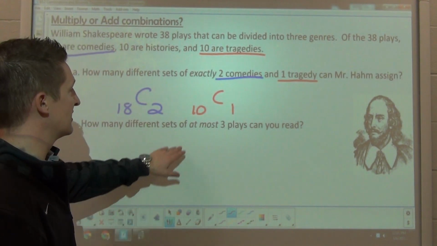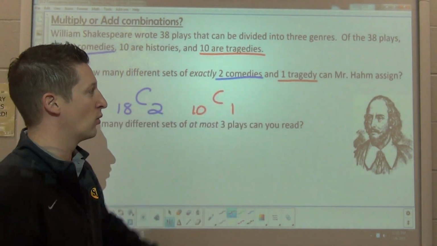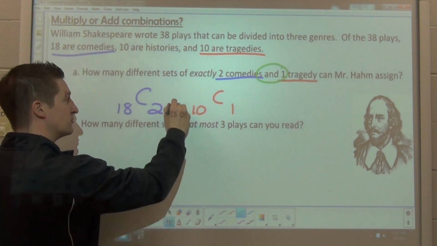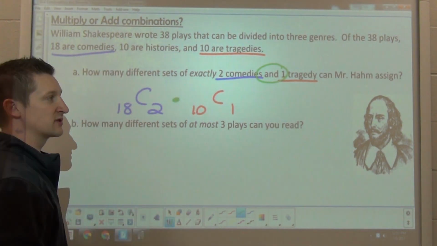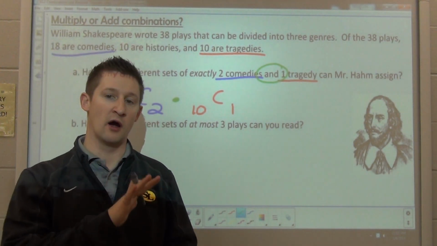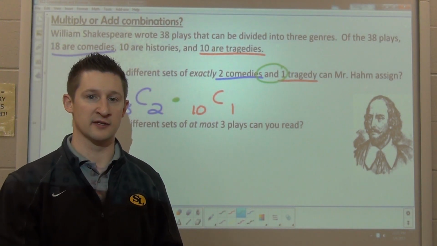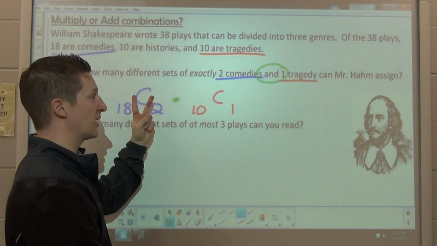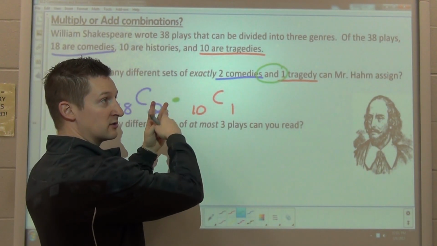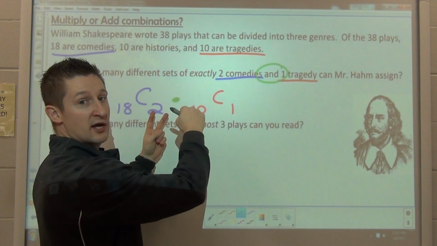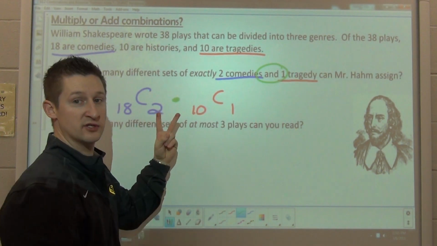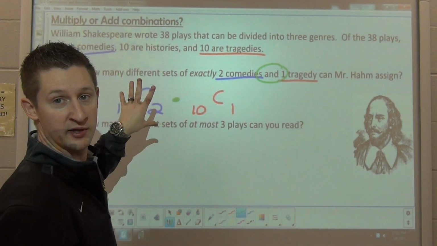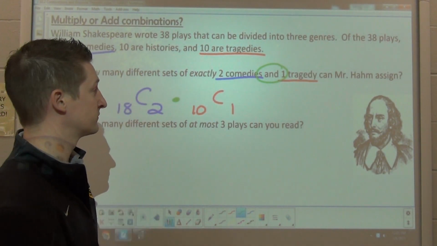Now, because I need to have exactly 2 comedies and 1 tragedy, and exactly being the key word here, I am going to have to multiply these 2 numbers together to get the total number of combinations in this scenario. Reason being, I could have these 2 comedies, whatever they might be, and I could pick tragedy A, tragedy B, tragedy C, tragedy D, etc. There's a lot of different tragedies that could go with these 2. So however many combinations there are here, I have to multiply by however many combinations there are here as well.